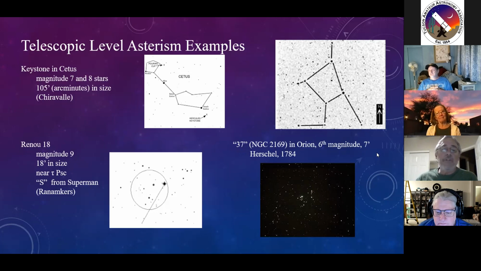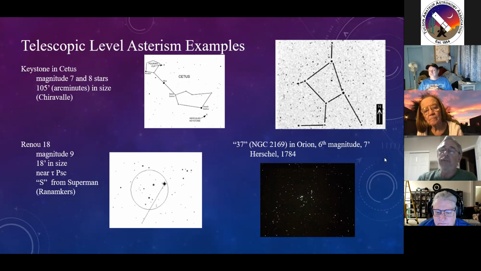Probably one of the more distinctive ones, especially out of the telescopic ones, is 37, which is really a cluster in Orion, NGC 2169. 6th and 7th magnitude stars, fairly bright, especially looking at about 70 or 80 magnification. Don't want to get too narrow on it. In this case, of course, the cluster was identified by Herschel in 1784. When did it become the asterism 37? I couldn't tell you, but it showed up in a number of the guidebooks. When you look at that, I think you can readily see that the number 37 shows up.